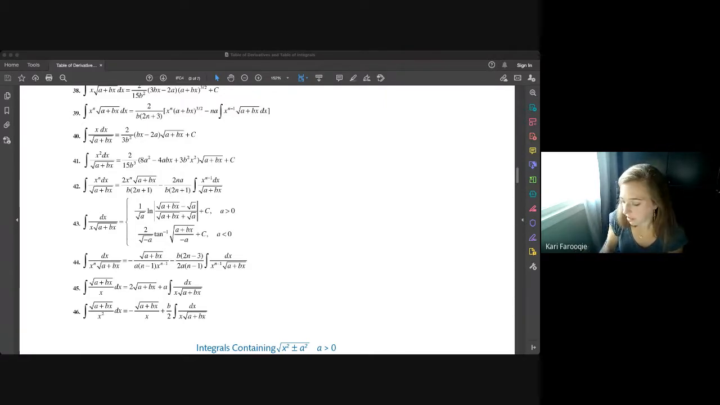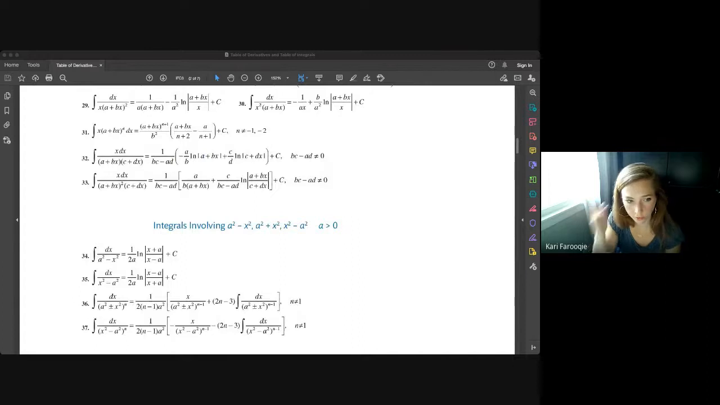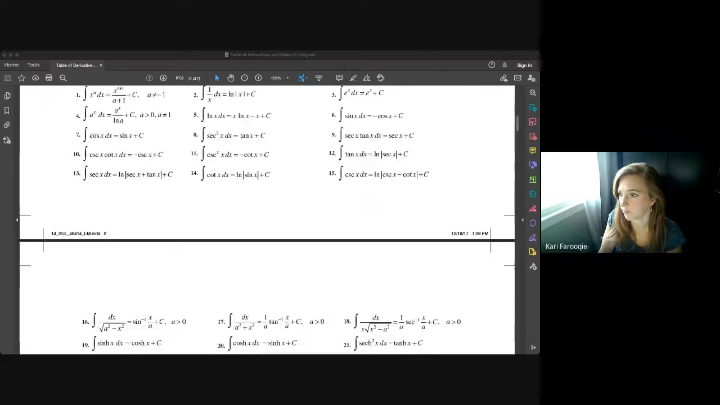Oh, and by the way, keep in mind your book, your Sullivan text. I know I've complained about this before. They don't like to use u's. They do everything in terms of x, but you can always use a u substitution. Like for instance, if this was 2x squared, you could still use it with an x squared. You would just have to do a little u substitution to it. Not a huge deal, just something to keep in mind.